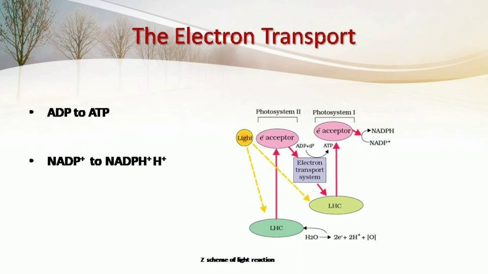This is called the Z scheme because of its shape. This whole reaction is in the shape of a Z. When all the carriers are placed in sequence, it resembles the letter Z. So we say it has a Z scheme.